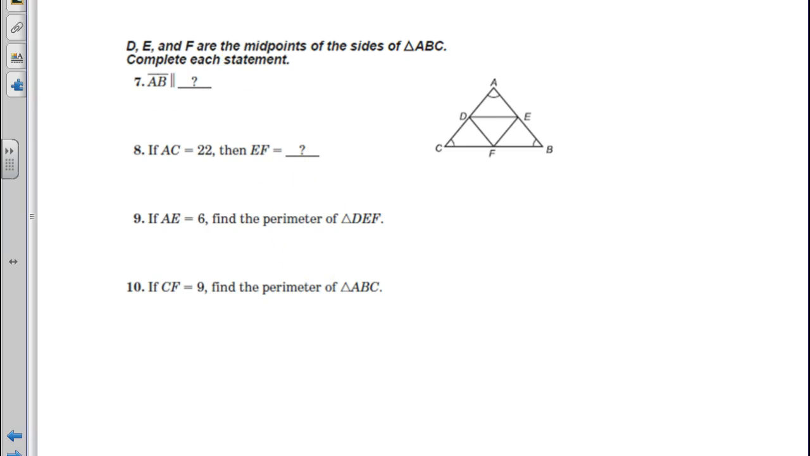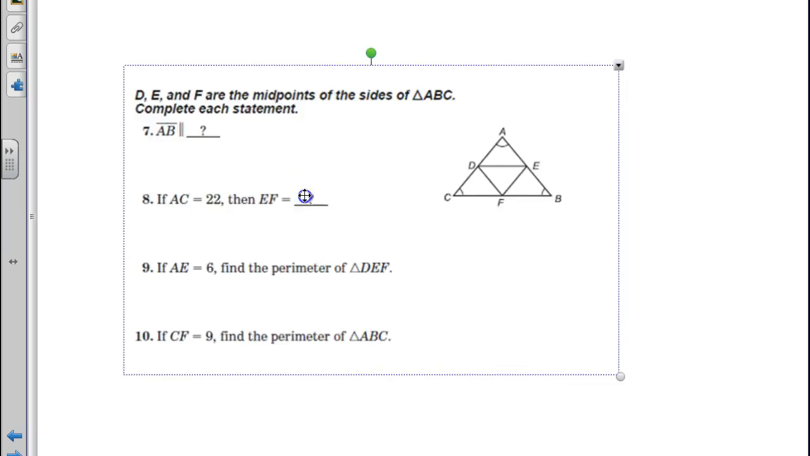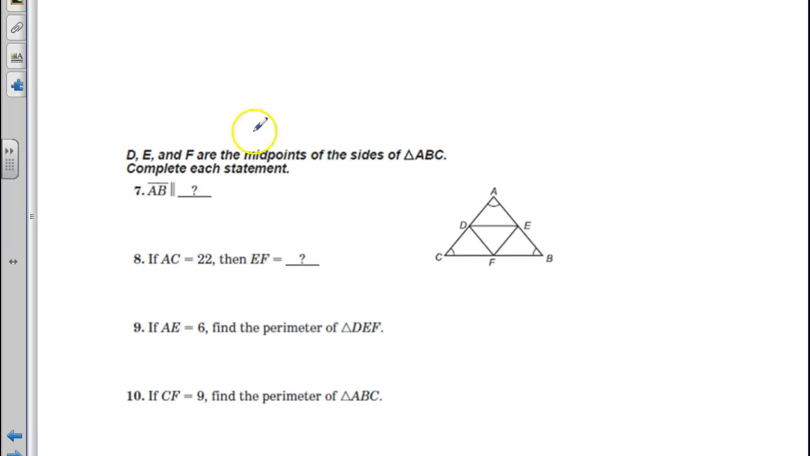All right. The next theorem, let me move this guy down. So Theorem 9-7 deals with mid-segments. And it says, if a segment joins the midpoints of two sides of a triangle, then it is parallel to the third side, and its measure is half of the side that it's parallel to.